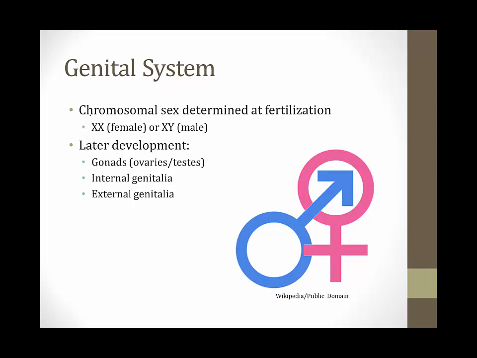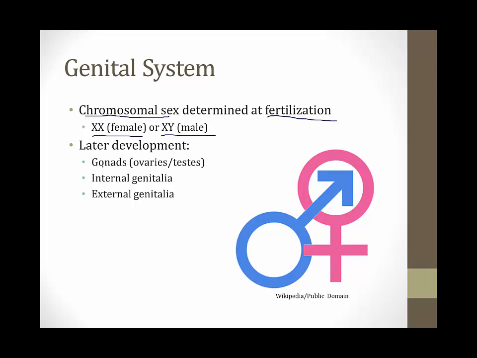So first of all, you should be aware that the chromosomal sex of a fetus is determined at fertilization. A fetus with two X chromosomes is female and a fetus with an X and Y chromosome is male. Later, the fetus will develop gonads, which are the ovaries and testes, and internal and external genitalia. And if the baby develops normally, the gonads and genitalia will match the chromosomal sex.